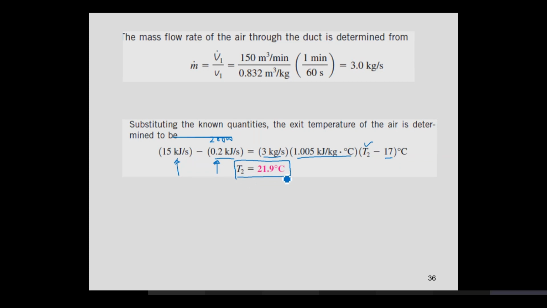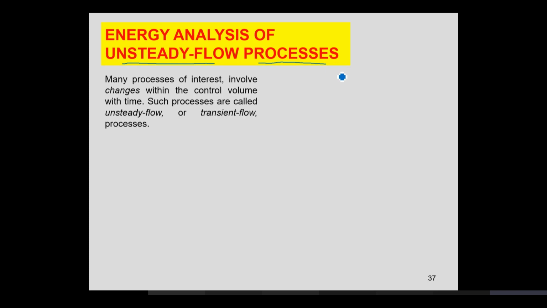Now, this brings us to the end of the devices that we had to look into. The last portion of our discussion on chapter 5 is the energy analysis of unsteady flow processes. When we say unsteady flow processes, we refer to processes in which the properties within the control volume change with time. Such processes are unsteady flow or transient flow processes.